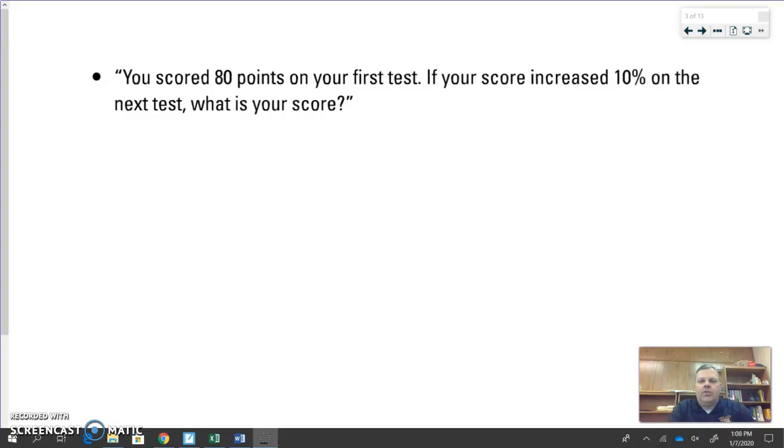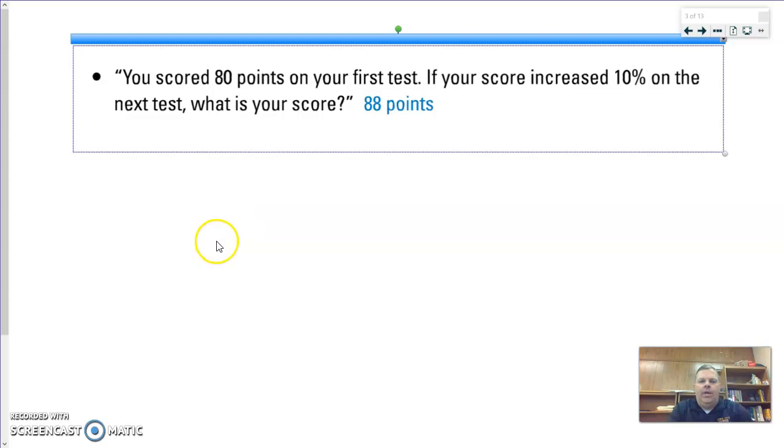Hopefully you had a chance to discuss. Typically, we get 2 different answers. One is 90 and the other is 88. Hopefully you got one of those 2 answers. The actual correct answer is 88 points. What we would need to do is take 10% of 80. When we take 0.1 times 80, that gives us 8. Since we're increasing it by 8 points, we had 80 points. 80 plus 8 is our 88 points.